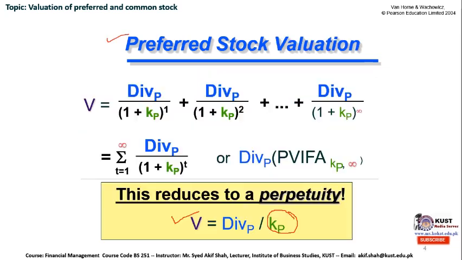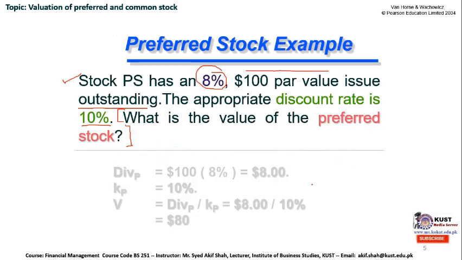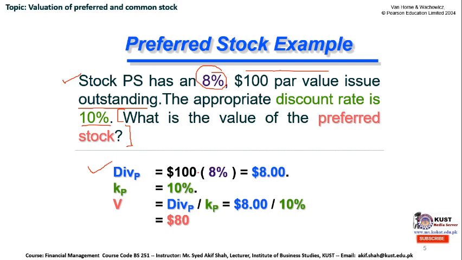The formula was V is equal to dividend divided by the discount rate for this preferred share. So we need to calculate first of all the dividend payment on this preferred stock, which is to multiply the 8% fixed amount of dividend with the par value. Therefore, we come up with $8 of preferred dividend annually. The discount rate is already given in the question, which is 10%.